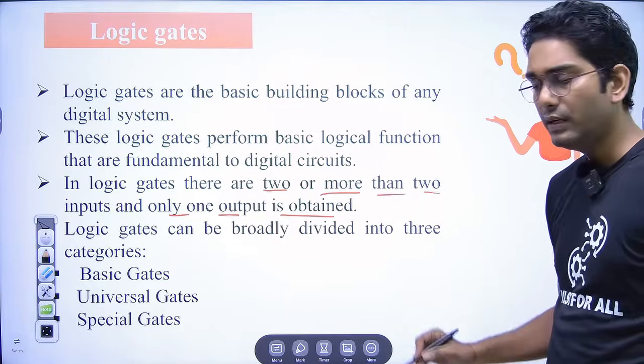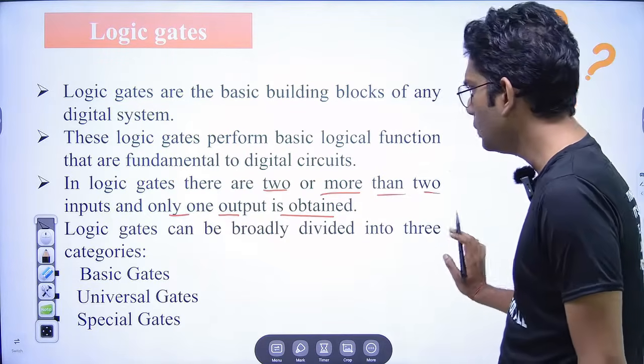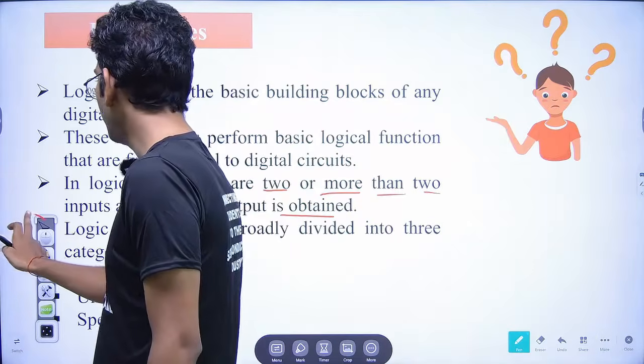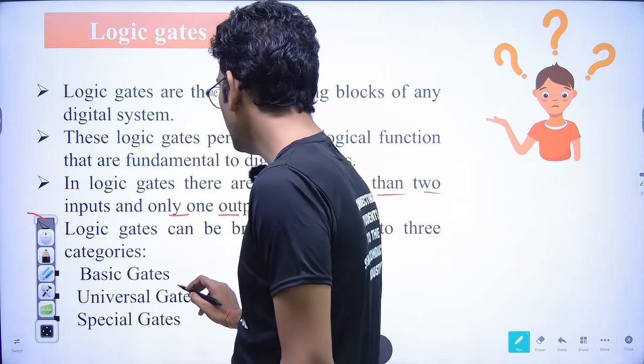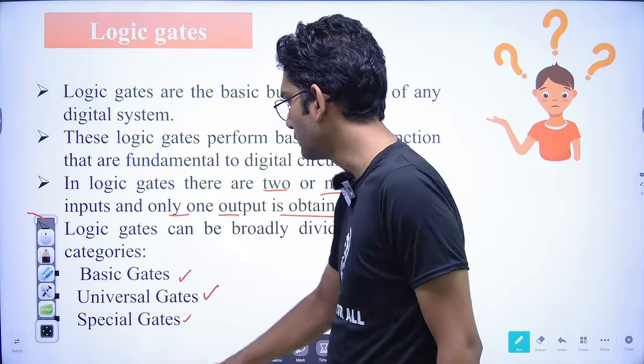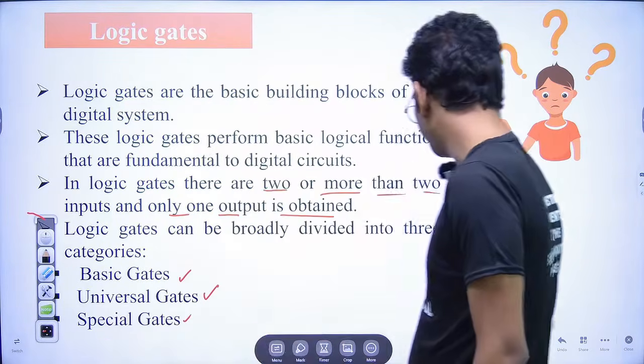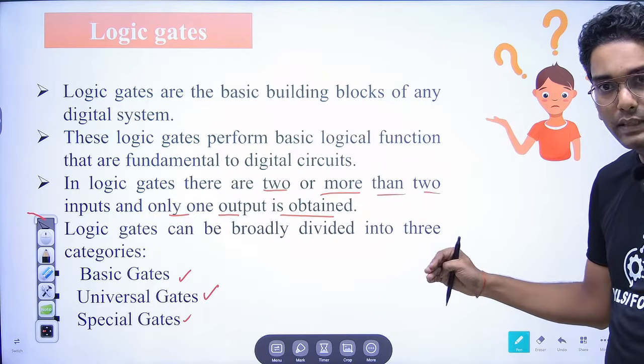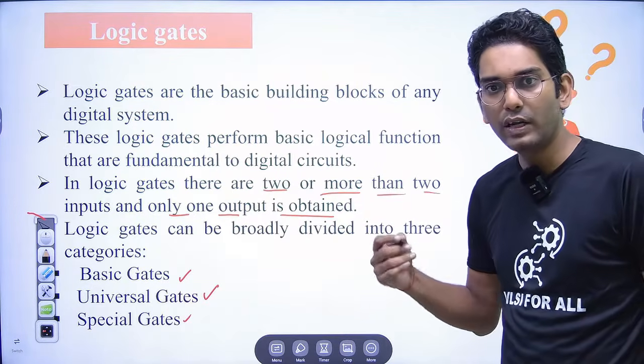Logic gates can be broadly divided into three categories. So what are these three categories? These three categories are basic gates, universal gates, and special gates. These are the three categories into which logic gates can be broadly divided.